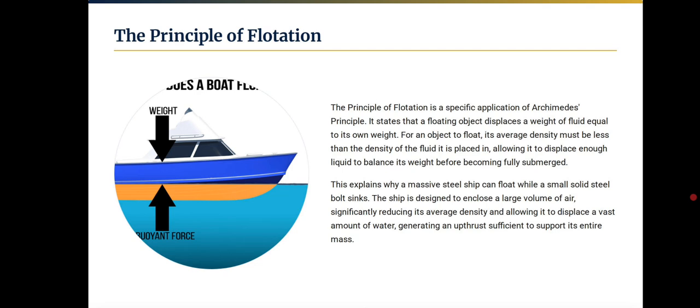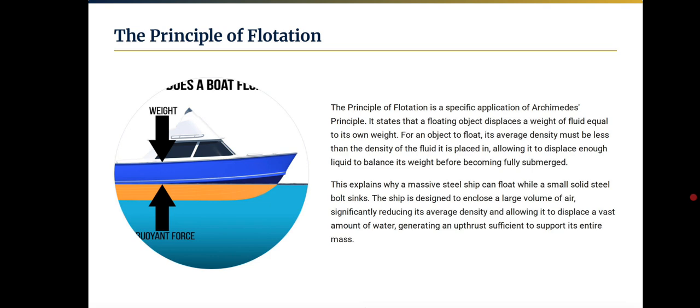So why does heavy steel like a ship float? As I mentioned, ships float. Somebody who is more of a visual person might ask why steel is supposed not to float. So why does a heavy steel ship float while small items like nails sink? Why does that happen? This is explained by the principle of flotation.